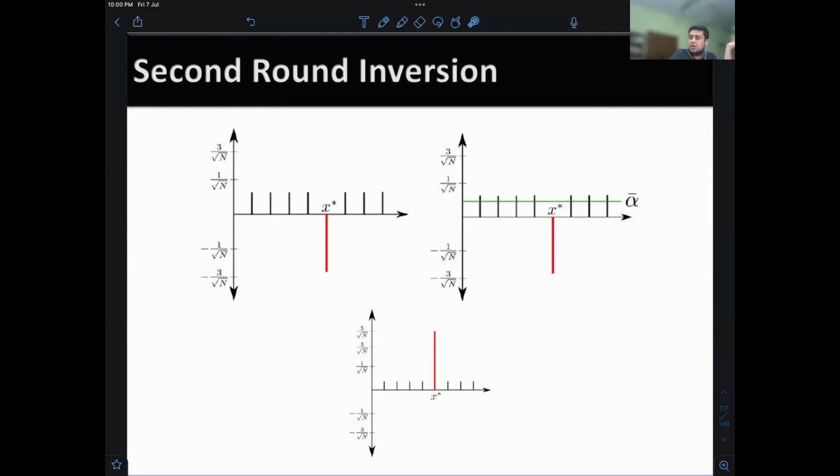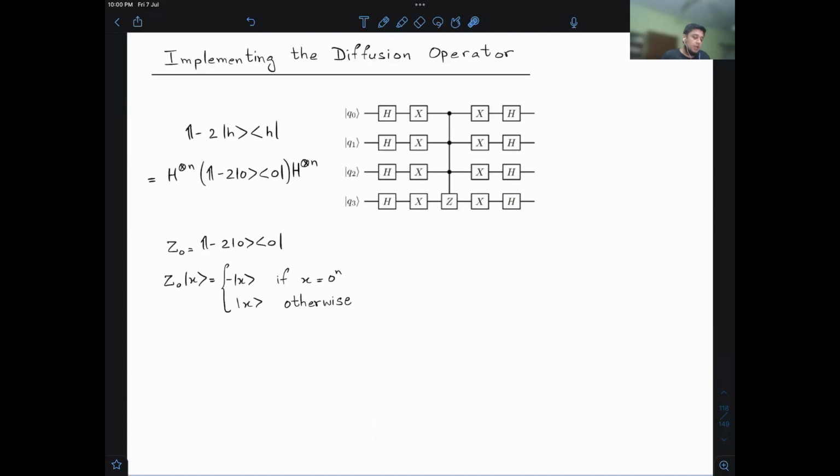It's the line around which our amplitude is getting flipped, right? Inversion around the mean. Okay. So what's the intuition about this circuit for this diffusion operator? We know what Z naught is supposed to do. Z naught has this effect that if the input state is any state other than the all zero state, it does nothing, it's the identity. But if the input state is the all zero state, then it introduces a minus sign in front of it.